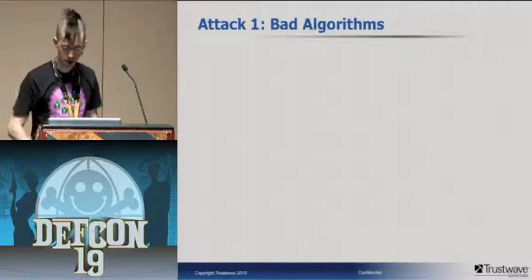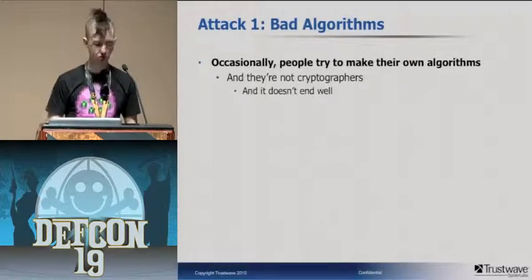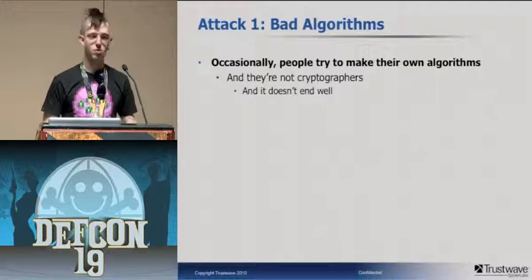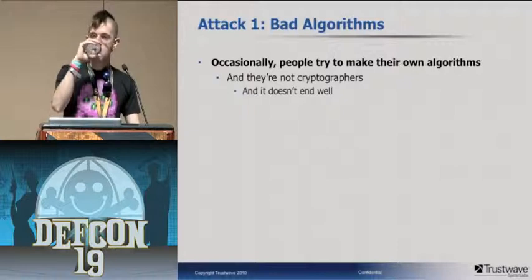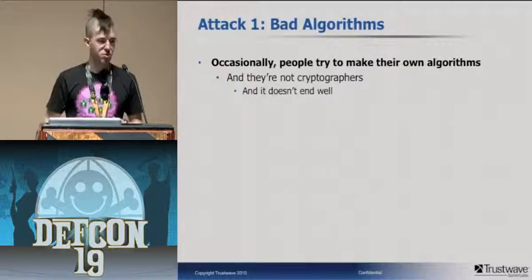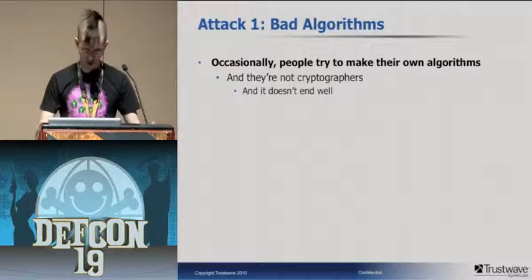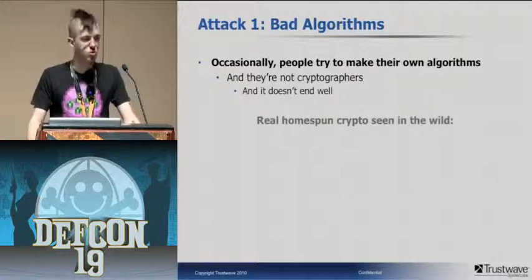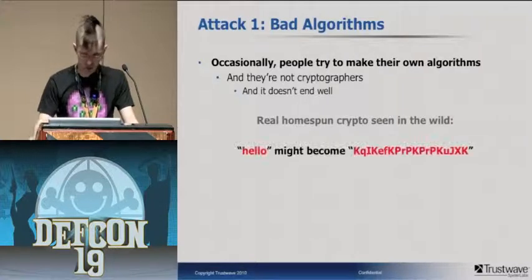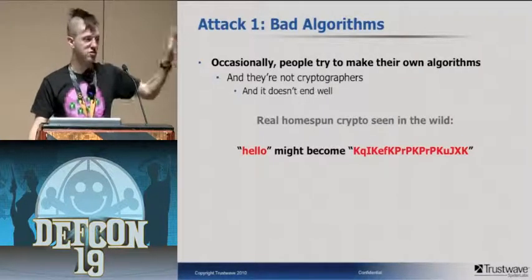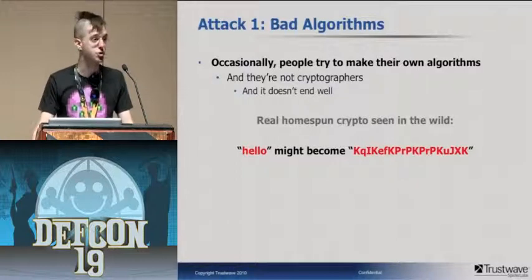So let's talk about using oracles to attack some bad algorithms. Occasionally people try to write their own crypto and it doesn't work out too well. Unless you're a cryptographer, and even then sometimes it doesn't work out so well. So let me show you some real homespun crypto that I've seen in the wild during a pen test. Here's a plain text, hello, and its corresponding ciphertext, which is a bunch of what looks like gibberish.